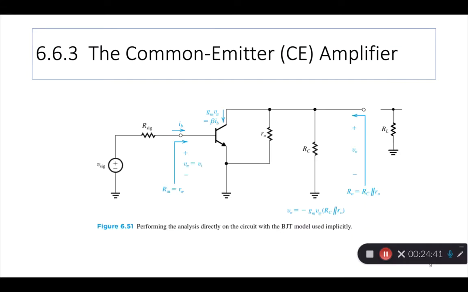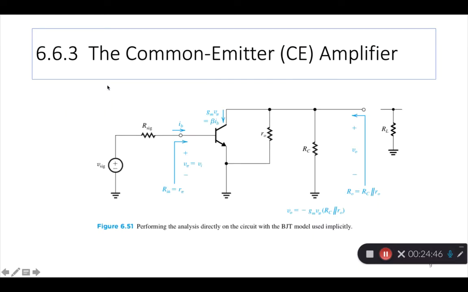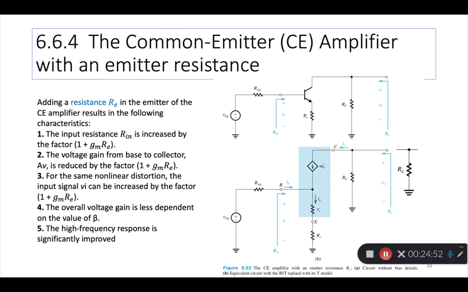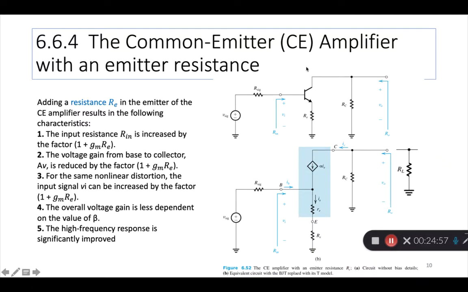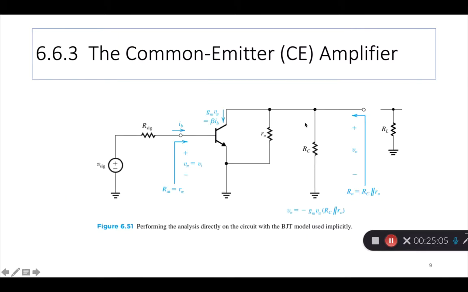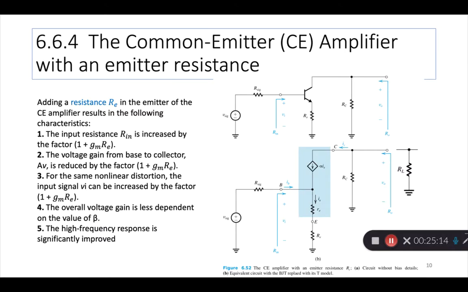And go back to slide 9. So slides 8 and 9, we just talked about the basic CE amplifier. Now we come to slide 10, and we talk about the CE amplifier with an emitter resistance. So a new component Re has been introduced. If you look at the previous circuits, there is no Re, right? Emitter is directly grounded. But if you put a resistance in the emitter, a lot of good benefits come about.